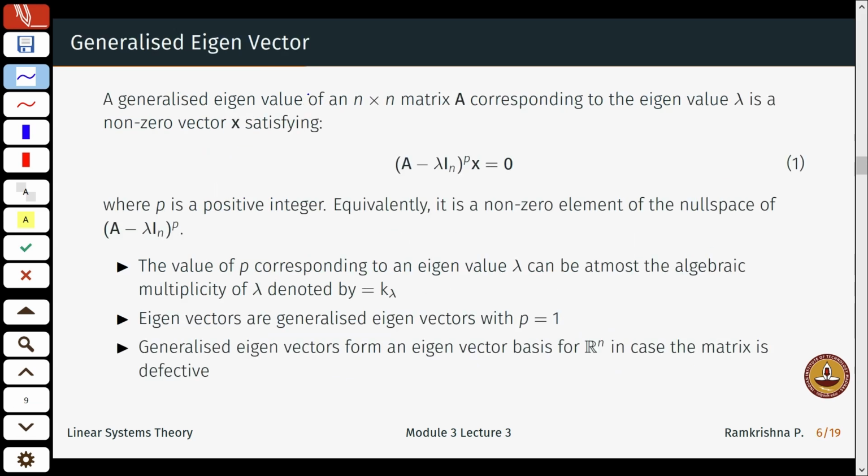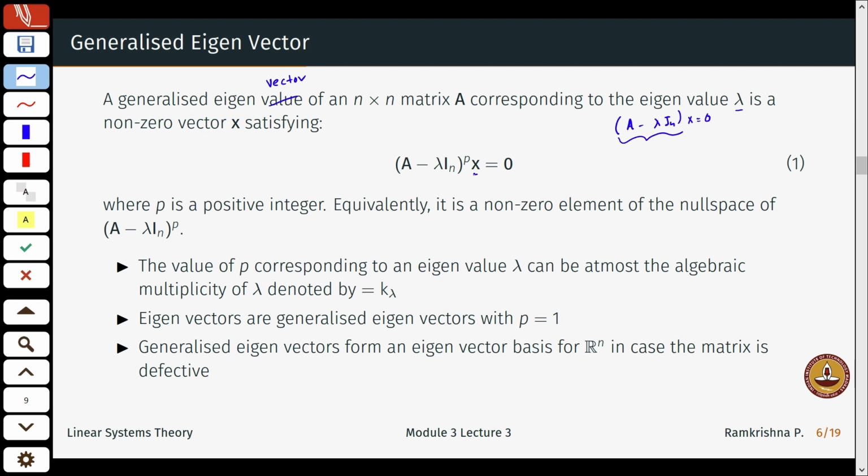Okay, what does this mean? A generalized eigenvector of an n cross n matrix A corresponding to a certain eigenvalue lambda is a non-zero vector x satisfying this: (A minus lambda I_n) to the power p times x equals 0. What was the traditional thing that we did? (A minus lambda I_n) times x was equal to 0. So if I do it this way, I do not get n independent eigenvectors. So I just look at the higher powers of this matrix A minus lambda I_n, where p is a positive integer. Or equivalently, this is a non-zero element. So, I am not interested in the 0 eigenvector, right.